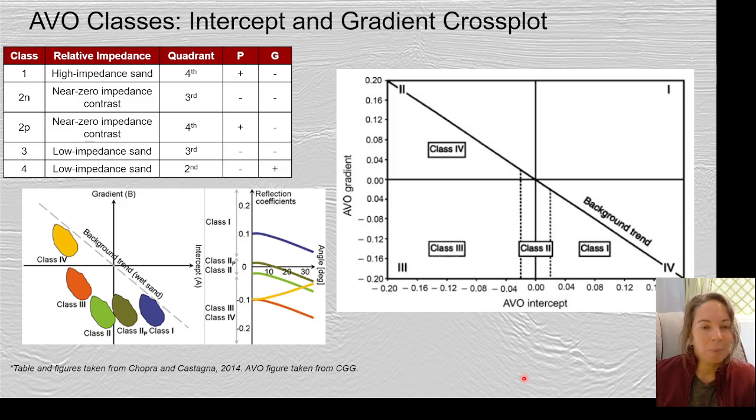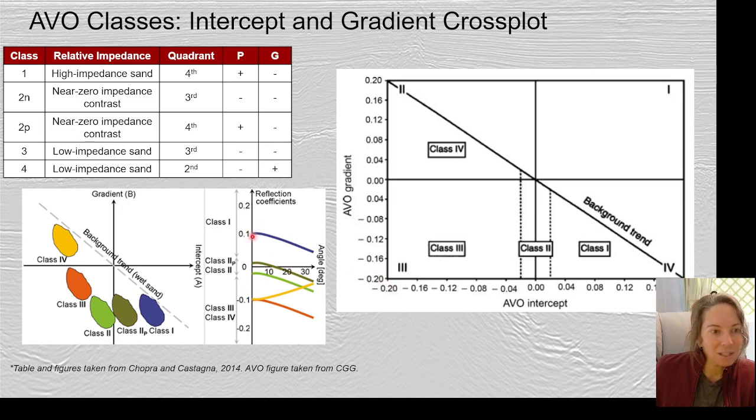Okay, so kind of wrapping this back into intercept and gradient. I had mentioned before with the intercept gradient plot, we kind of can get that background trend, and then our oil or gas sands will move out away from it. And in different cases, our classes, and you could kind of see it in both of these 2 diagrams, are showing the same thing. So our class 4s tend to plot in this upper left quadrant, second quadrant. And so you can kind of see that by this yellow kind of blob. And then our class 3s plot over here. So they tend to have a negative gradient and a negative intercept.